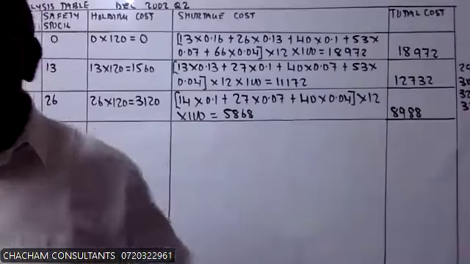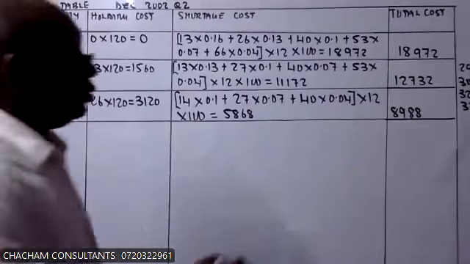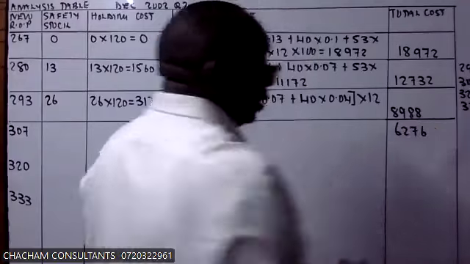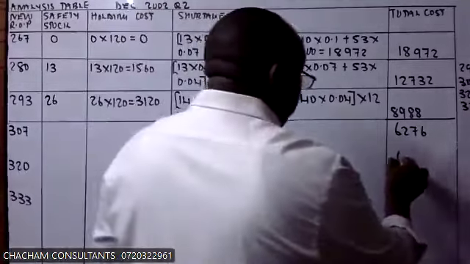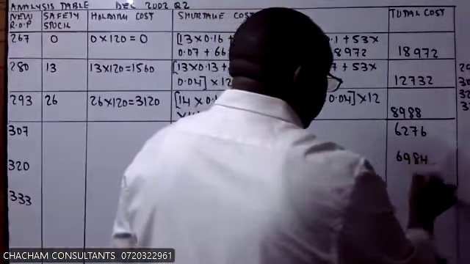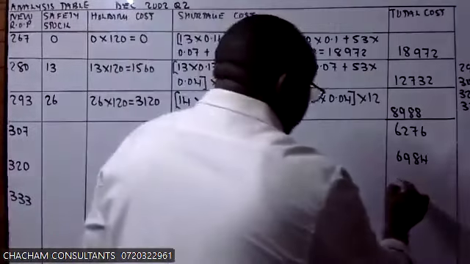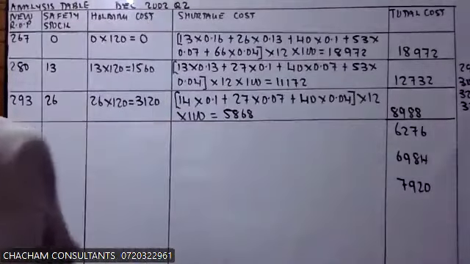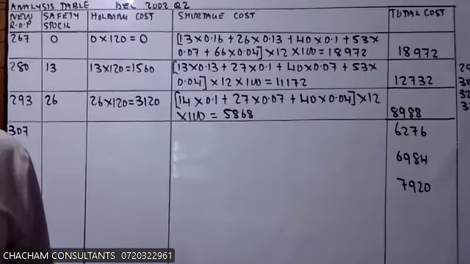So Carol tells us that at 307, total cost is 62.76. The next level, we have 69.84. And the last one, we have 79.20. So, Patricia and Winnie, are you confirming those values or disputing?